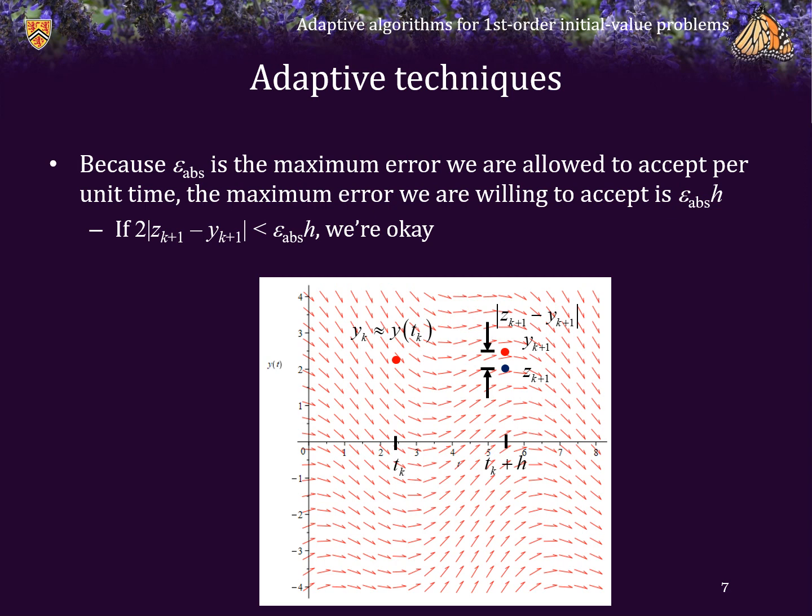Now, if the estimation of the error is still less than h times this absolute epsilon, then we're okay. y_{k+1} is a sufficiently accurate approximation of the solution, so we can carry on to approximate the next value. However, if this is false, then we need to try again with a smaller value of h.